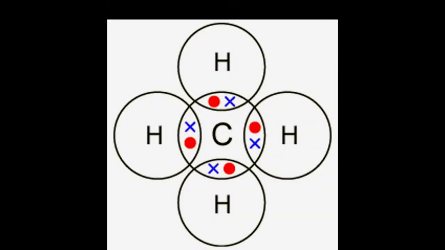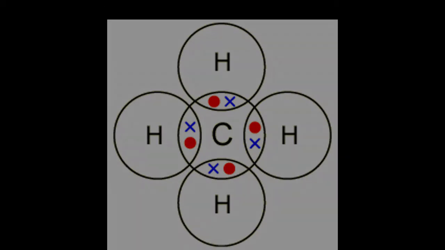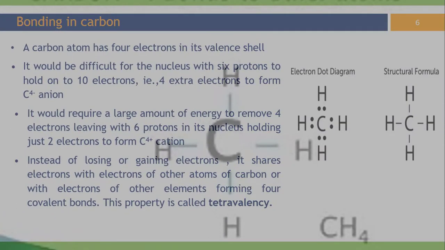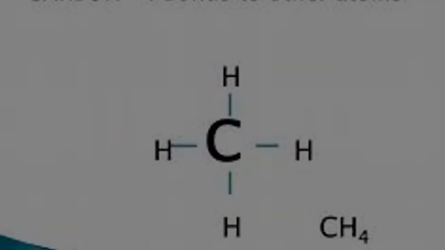Instead of losing or gaining electrons, it shares electrons with other atoms of carbon or with the electrons of other elements, forming 4 covalent bonds. This property is called tetravalency.